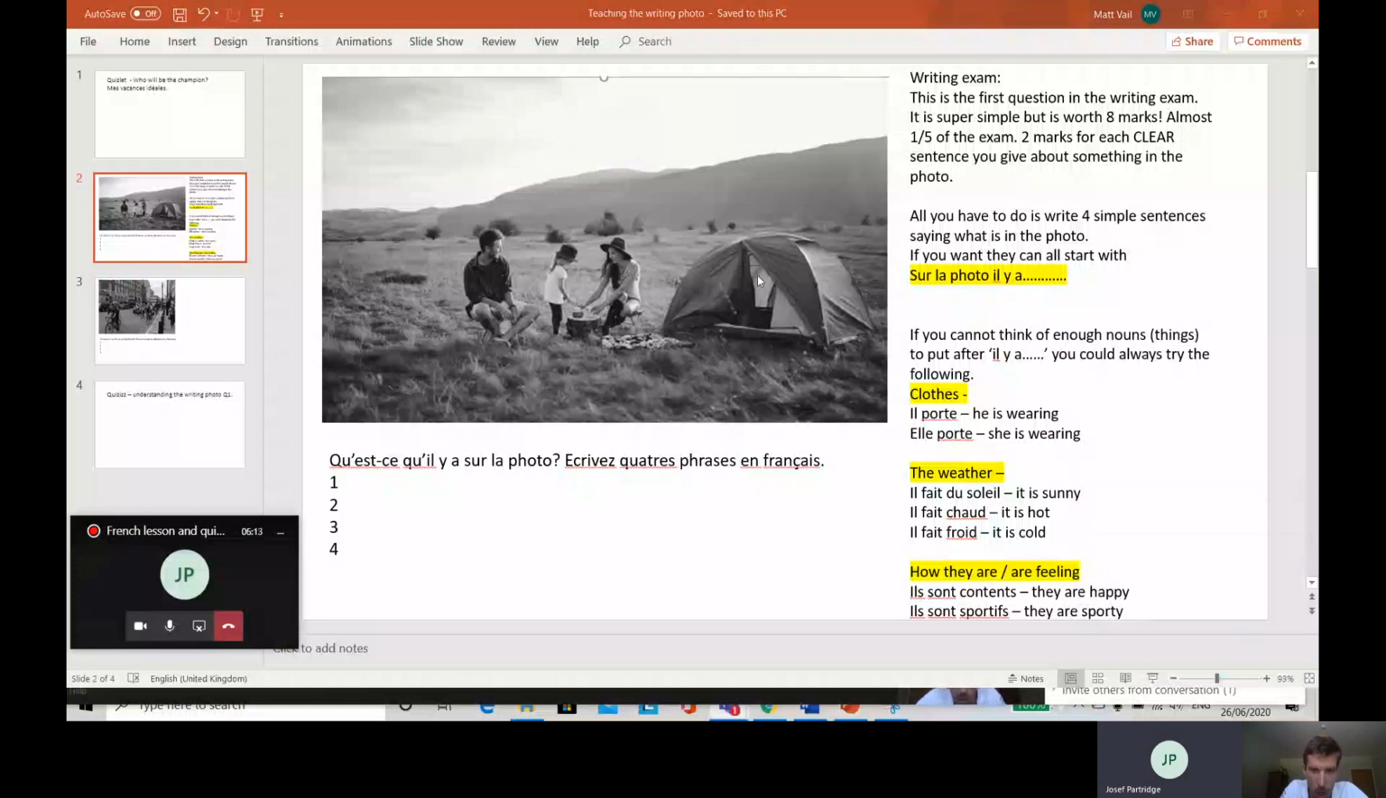So you will get shown a black and white picture for the first question. It could be anything. I've picked this one because it links into a little bit about what we're doing at the moment, which is holidays, but it could be about any of the topics. You'll see from the next picture what it could be about.